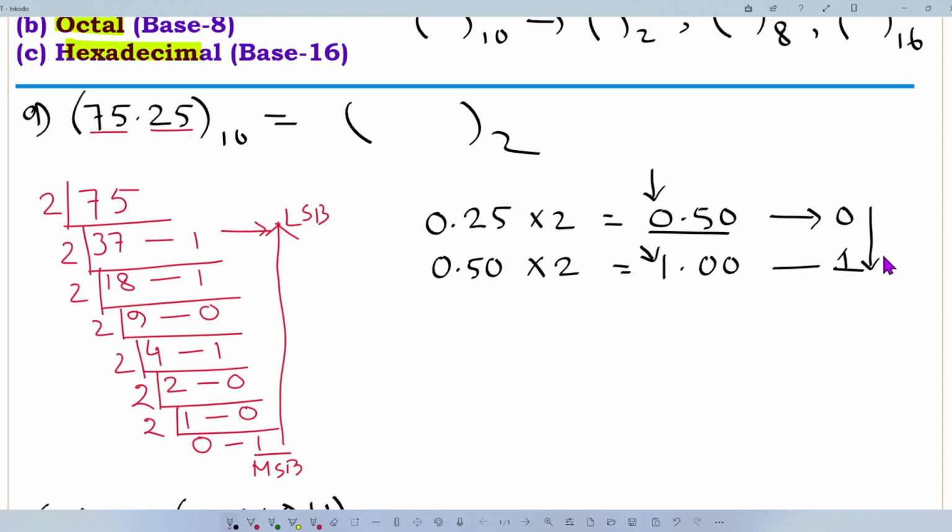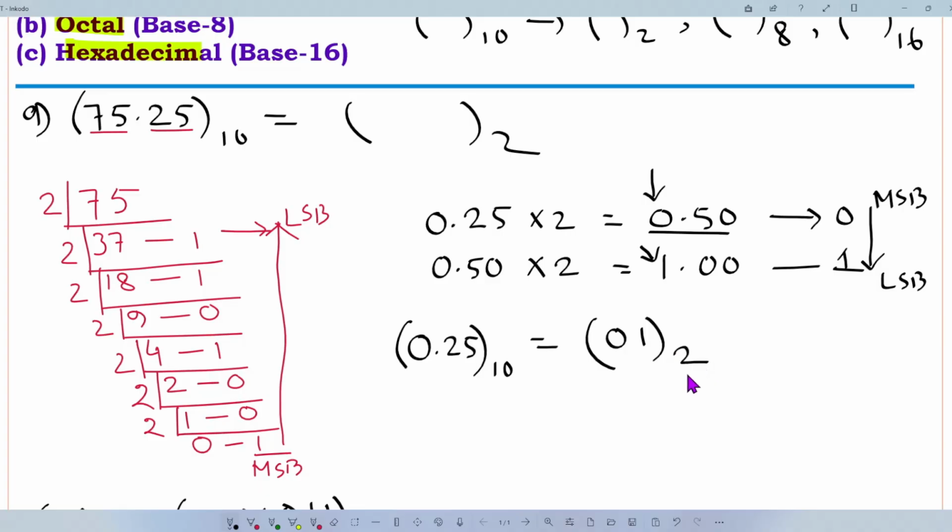Here this is MSB and this is LSB. Why? Because once we convert 0.25 decimal to binary, we will write 0 1, right? And this is binary, and we should mention it as a decimal number. Okay, so two parts done.